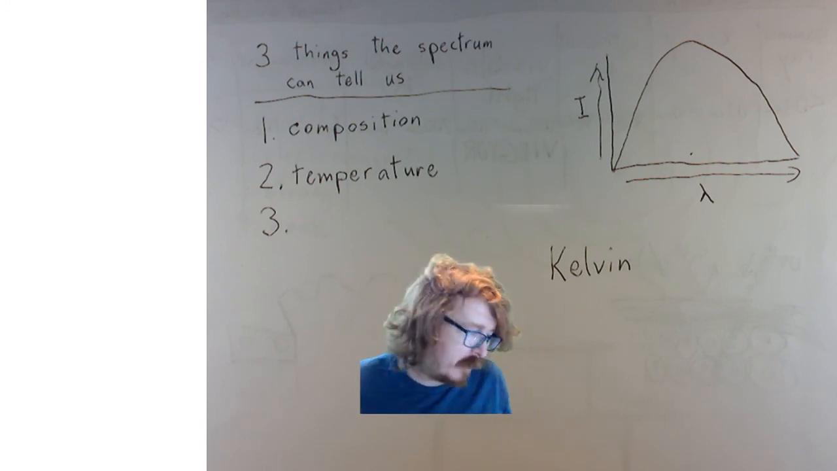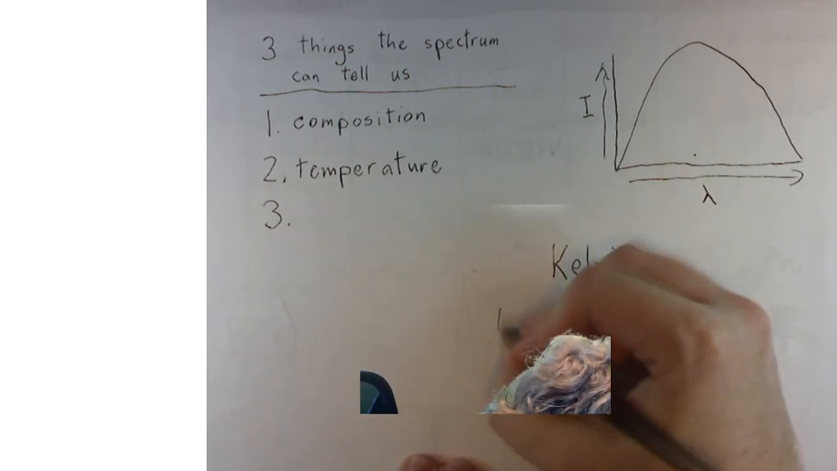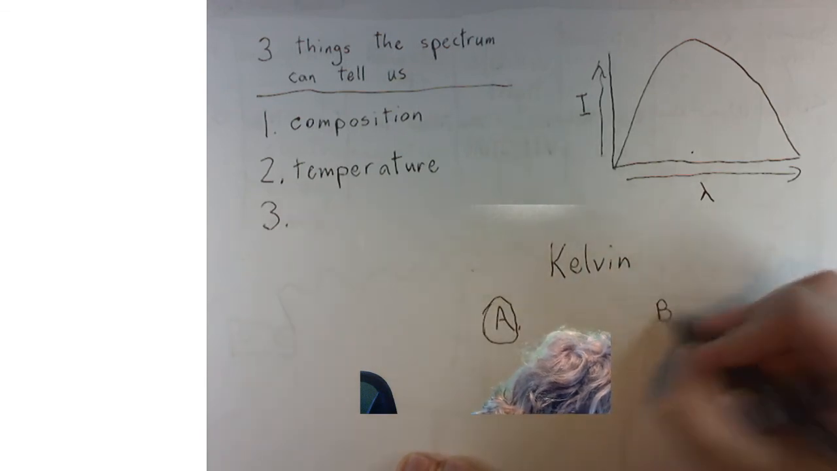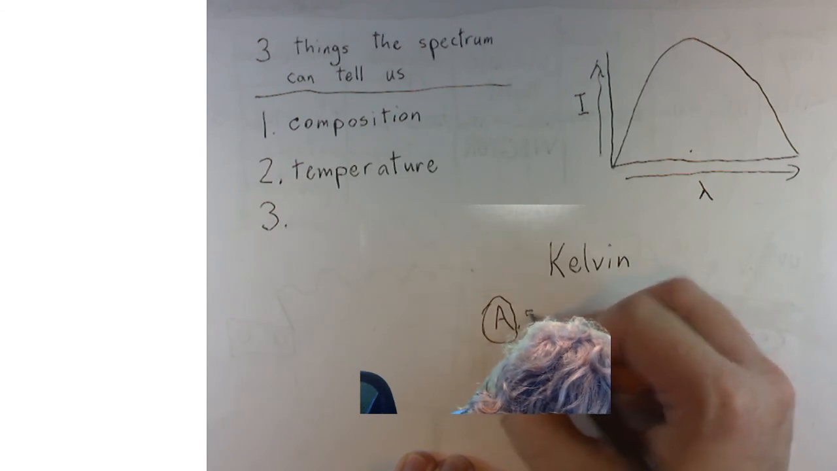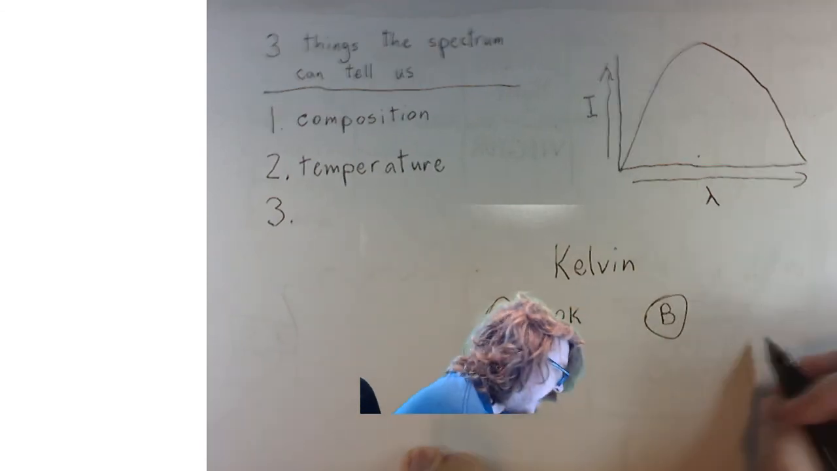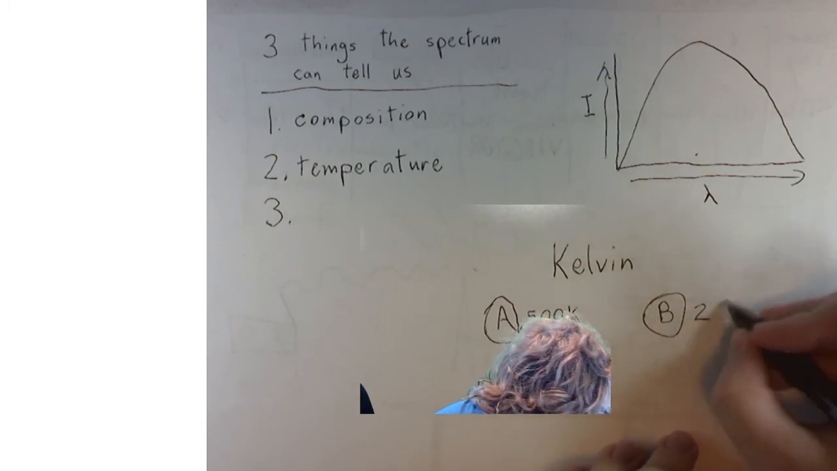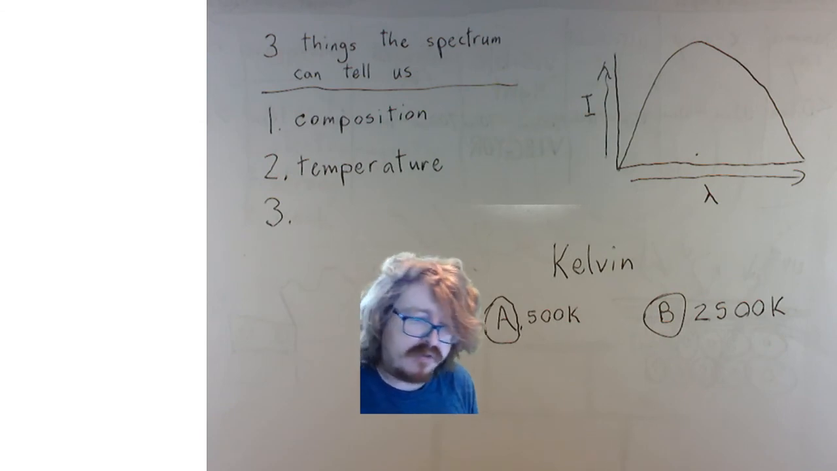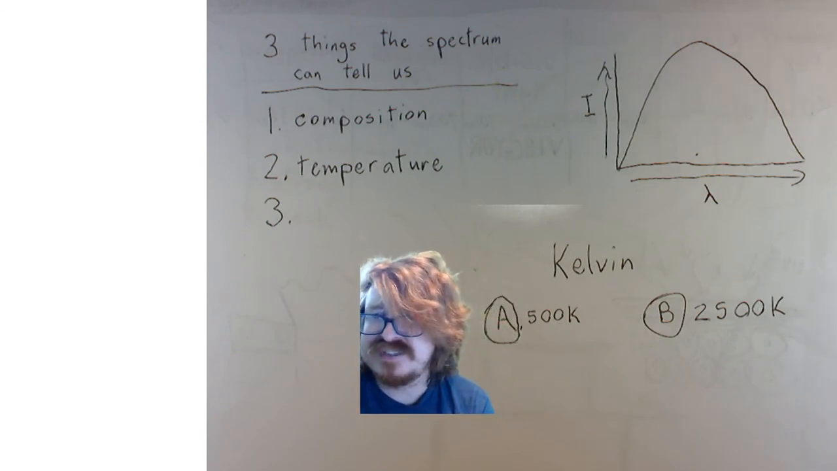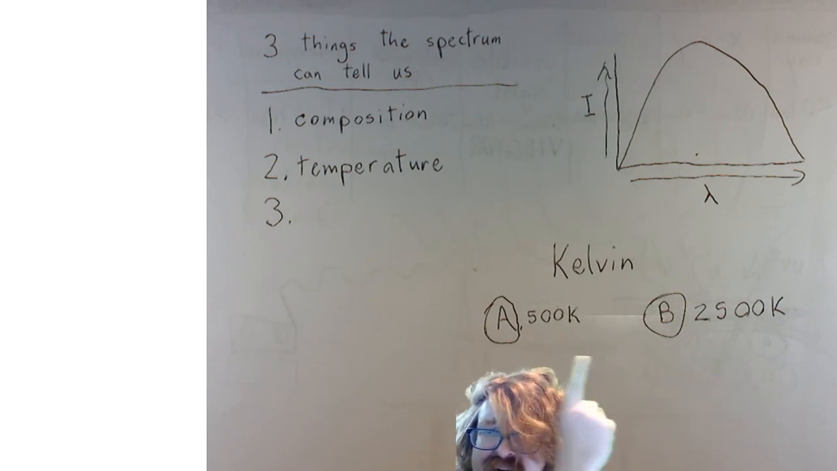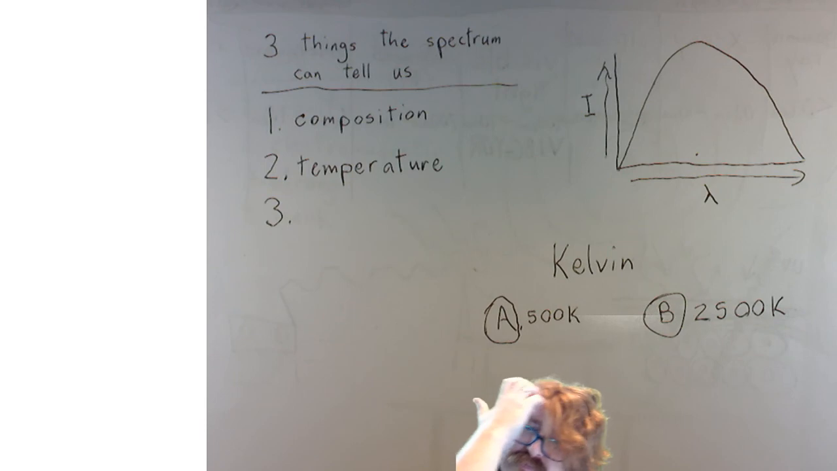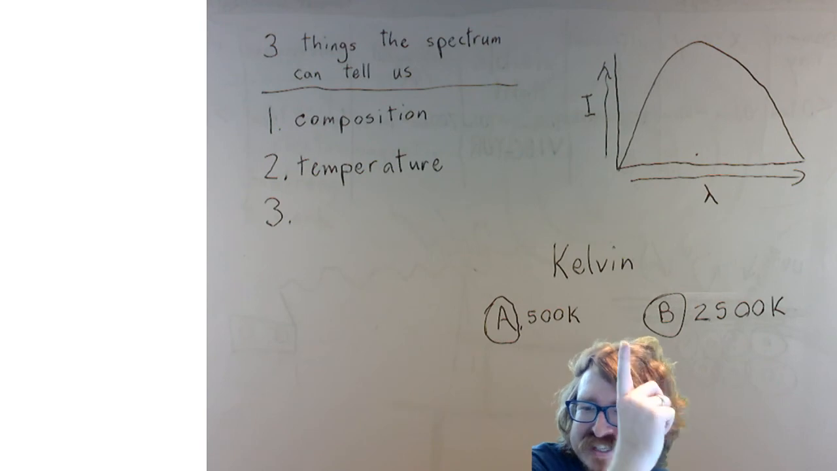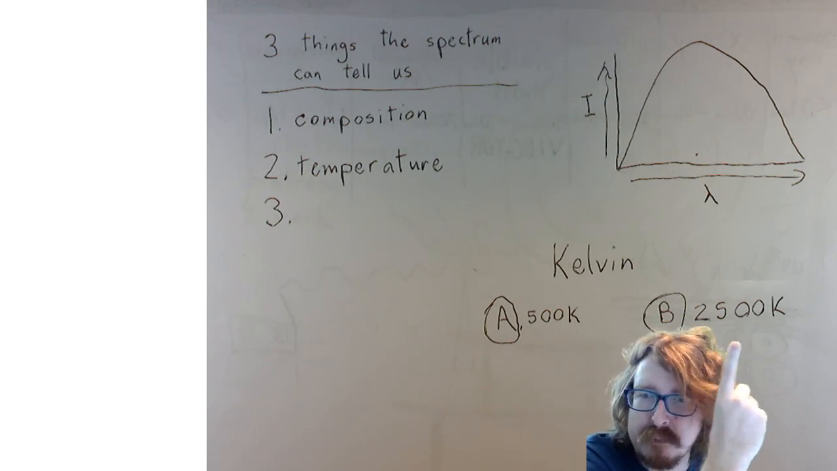Okay? So for example, here we go. Let's say we had object A and object B. And object A was 500 K and object B was 2500 K. So 500 Kelvin and 2500 Kelvin. Don't overthink this. Which one of these is hotter? A or B? Which one's hotter? Yeah. B is hotter because it's got a higher number of Kelvin.